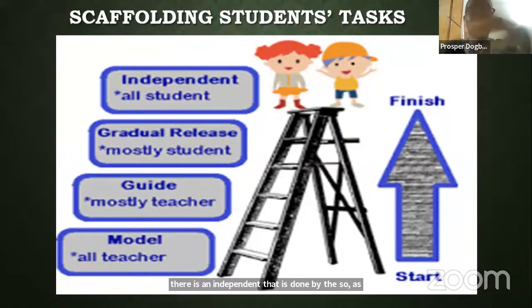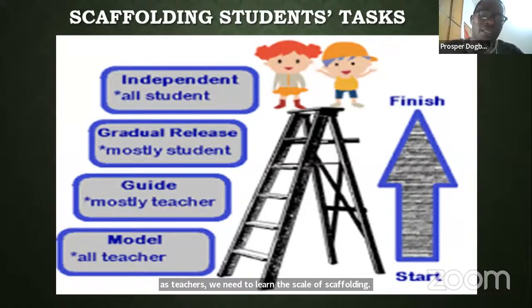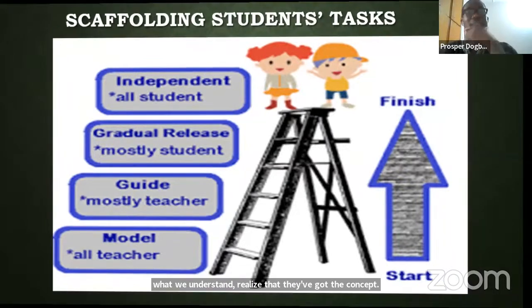So a scaffold is basically a ladder, a tool that we place by structures when we are erecting them. When the structure is not strong, we use the scaffold. But when the structure is strong and can stand on its own, we remove our scaffold. So as teachers, we need to learn the skill of scaffolding. That is, beginning each of our lessons by introducing the concept to the students. Then we guide them along. Then gradually we release them. Then when we realize that they've got the concept, we leave them on their own to explore and come up with their own challenges going forward.